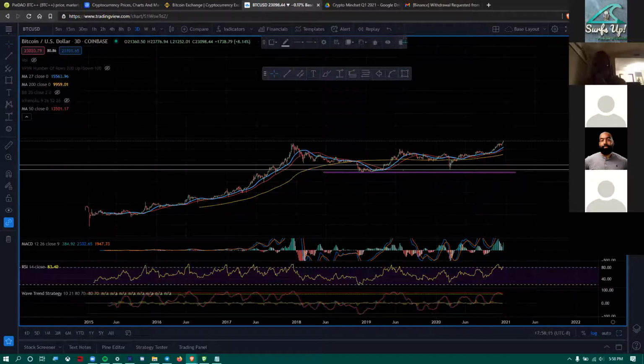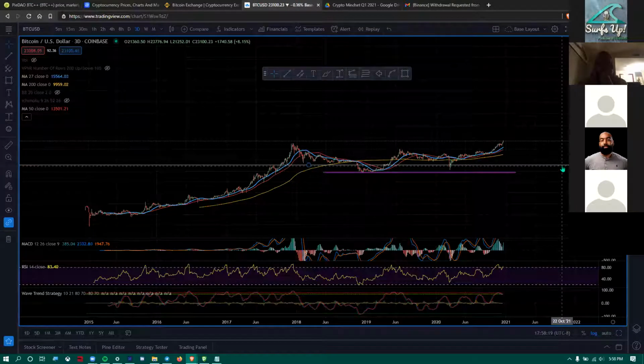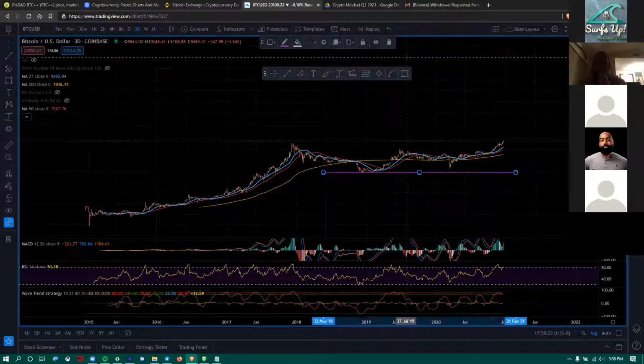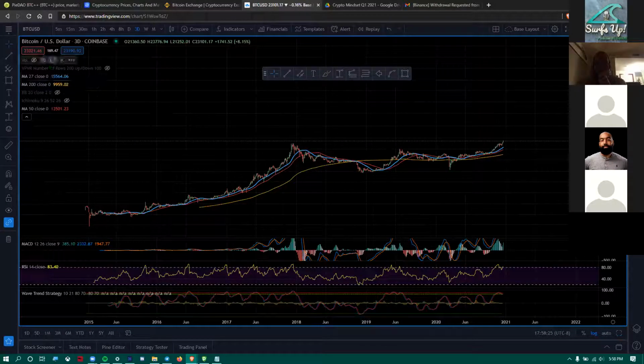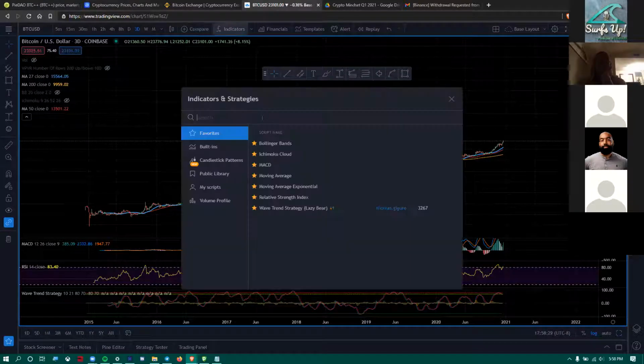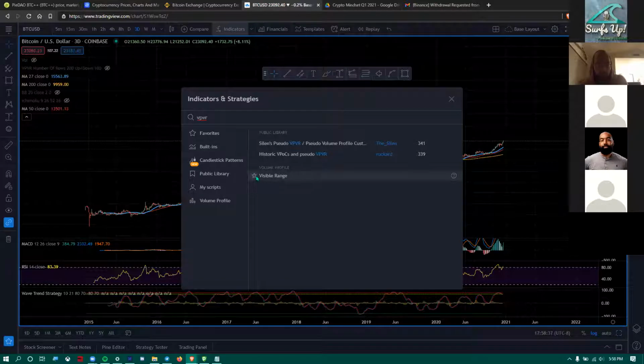There's one more indicator that I forgot to show you before we move on. This is a paid indicator, so I saved it till last. You'll have to pay for it, but VPVR. So if you go into indicators, you'll type in VPVR. It'll come up visible range, actually. Visible range.